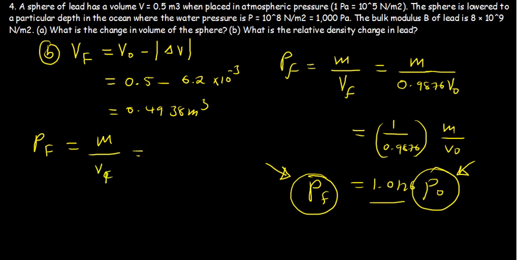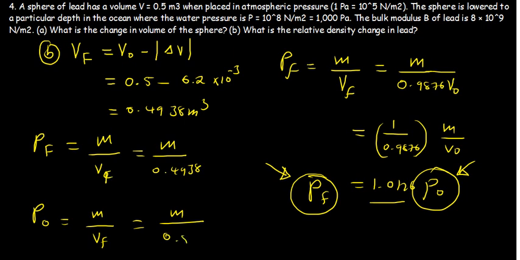And this is equal to, what was the mass here? Well, do you know the mass of this object? Not really. So just say mass over the final volume is 0.4938. And then the initial density is given also by mass over initial volume. What is the mass? We don't know. What is the initial volume? The initial volume is 0.5.